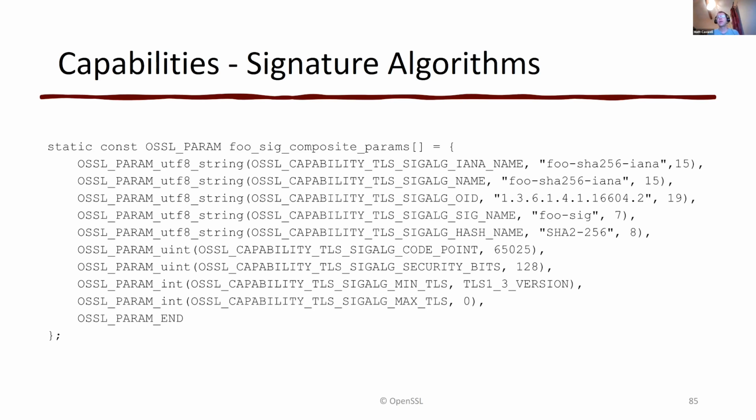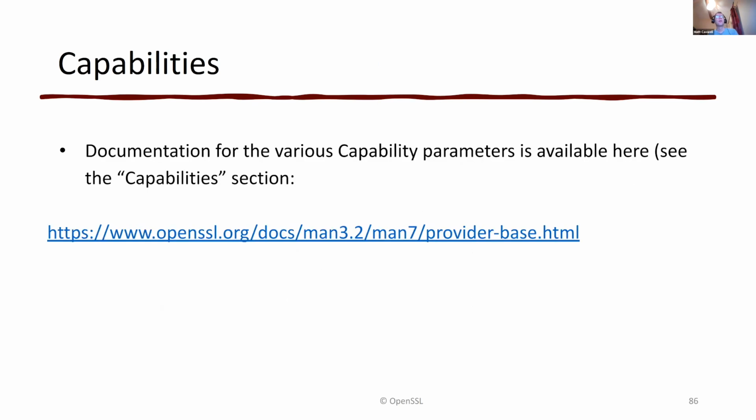It's got 128 bits of security. And again, this one only supports TLS 1.3 and above. The reason DTLS doesn't exist here is because we don't support DTLS for plugged-in signature algorithms. We obviously do for the built-in ones, but not for plugged-in ones. There's documentation on the capabilities, if you have a look at the capabilities section on that man page.